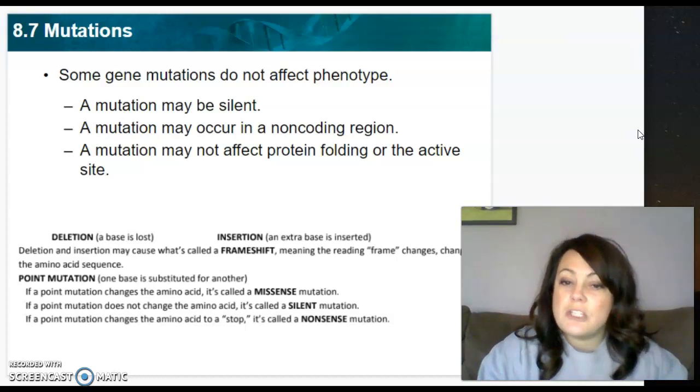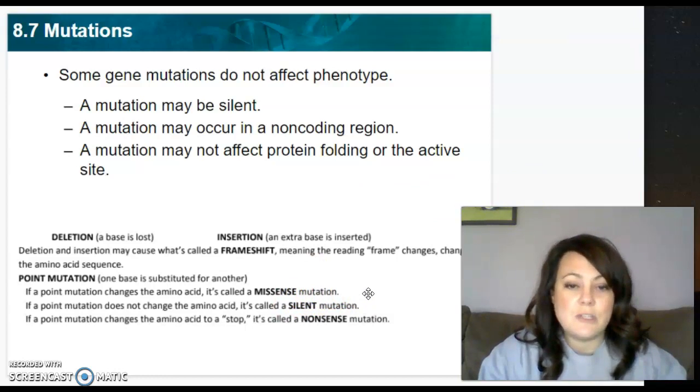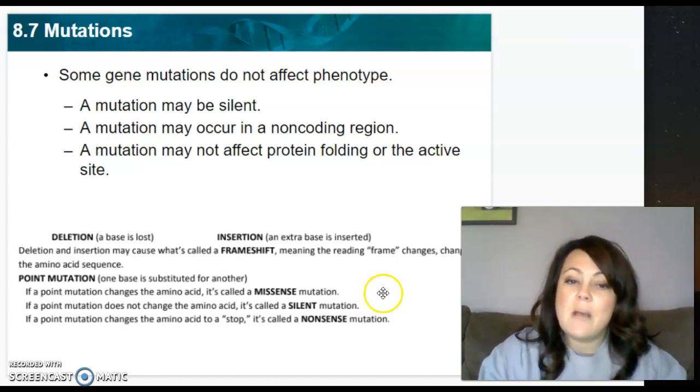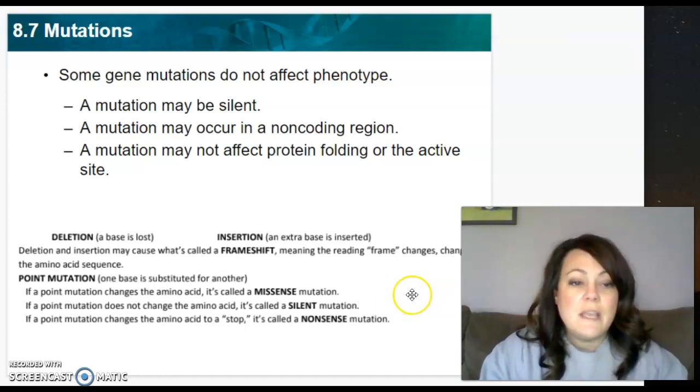If the point mutation changes the amino acid, it's called a missense mutation. If it does not change the amino acid, it's called a silent mutation. If a point mutation changes the amino acid to a stop, it's called a nonsense mutation. It's kind of like reading a sentence in a book and a period abruptly in the middle of a phrase. It wouldn't make sense. Therefore, it's called nonsense.